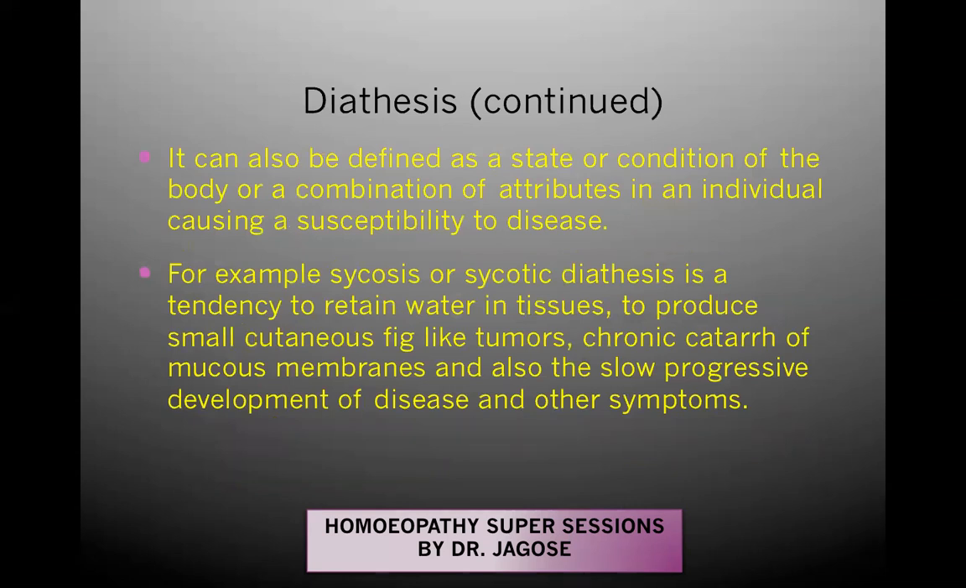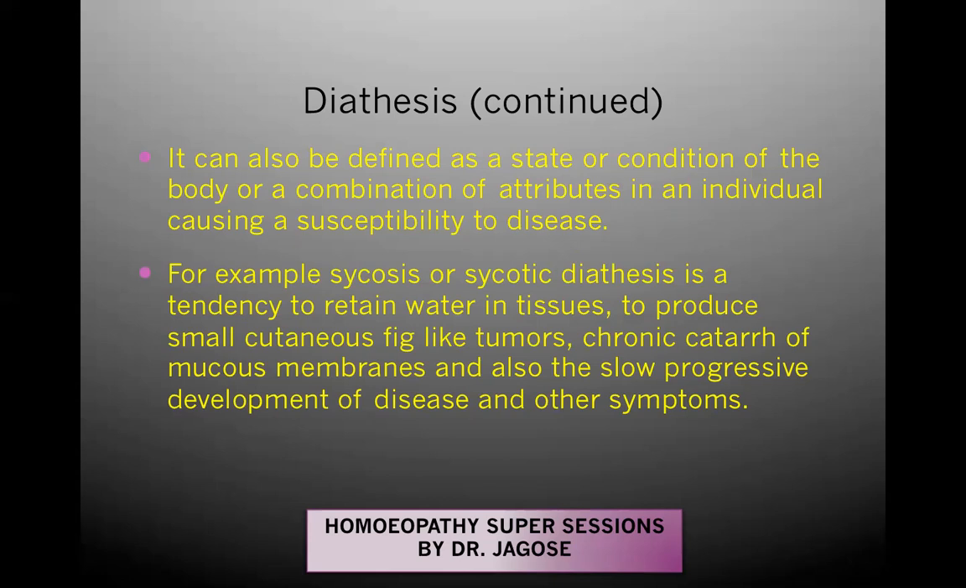It can also be defined as the state or condition of the body, or a combination of attributes in an individual, causing a susceptibility to a disease. That means, in diathesis, we say that the person has a certain type of diathesis because of the predisposition of the patient obtained through the fundamental miasm, also supported by the disposition, that is partly inherited, mainly acquired.